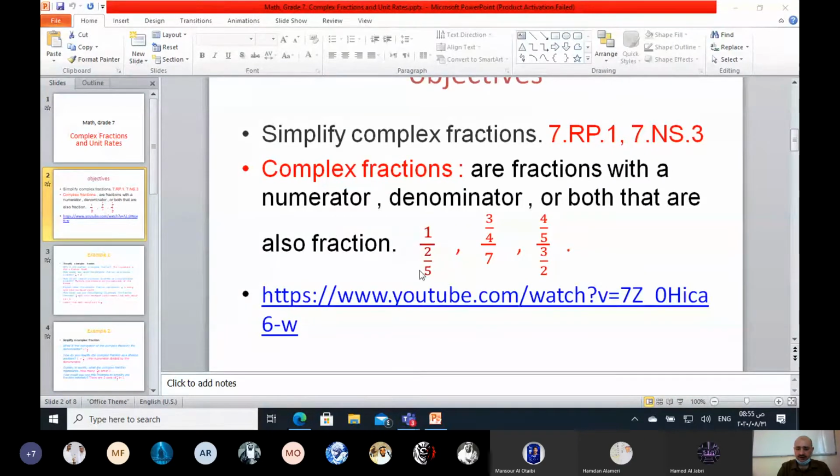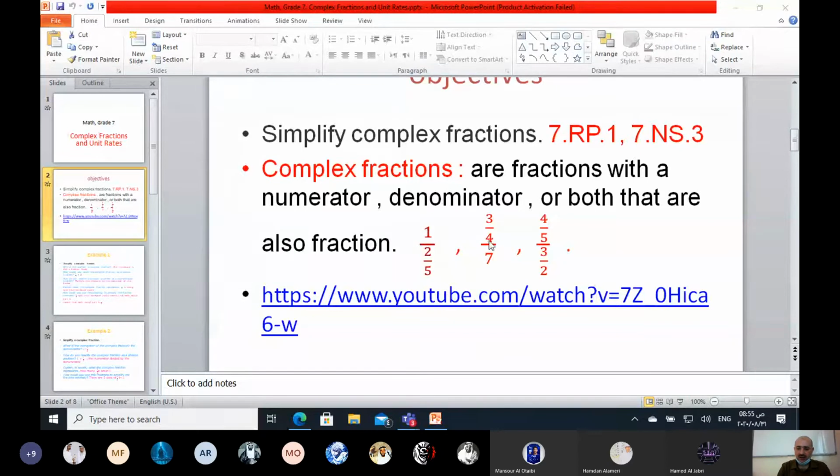How? Listen to the first example here. As you see here, we have a fraction. Up in the numerator we have 1 whole number, but down in the denominator we have a fraction. When you have a fraction up or down, it means we have a complex fraction.